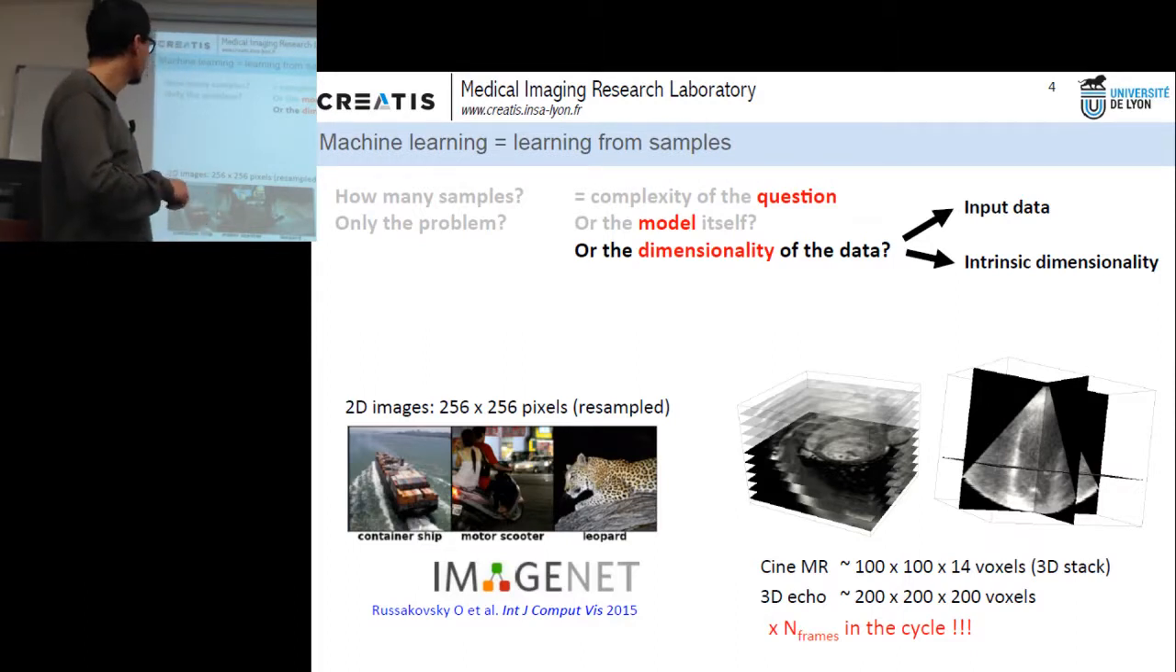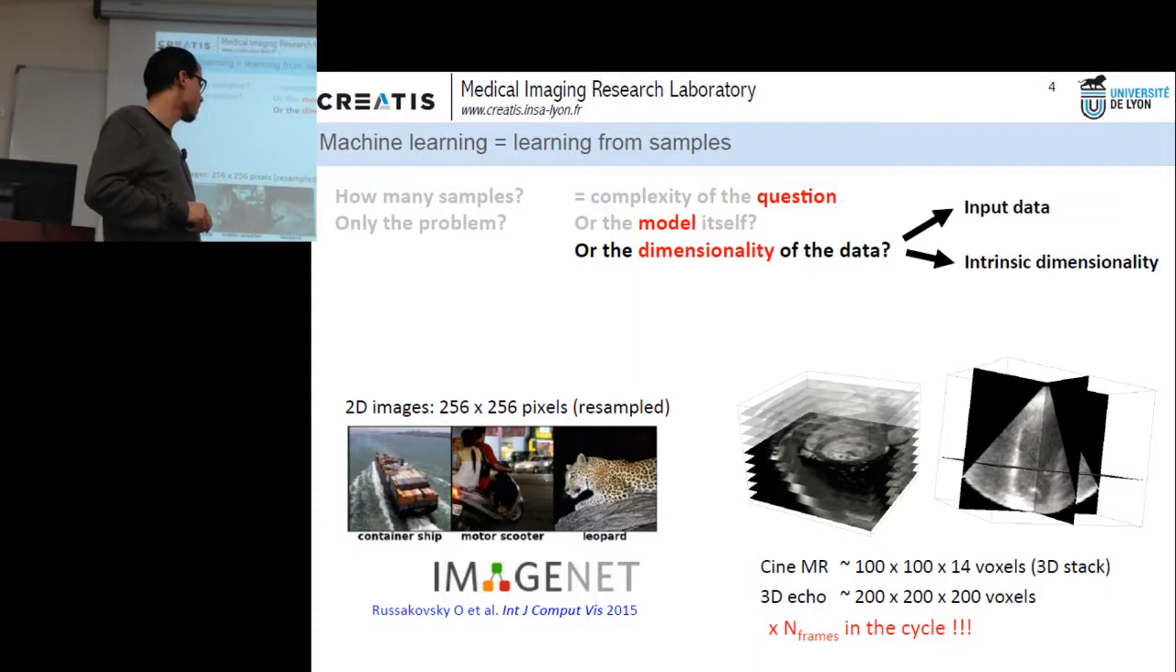Obviously, dealing with images is much more complex. So 2D images have this amount of pixels, and cardiac images for CMR have this amount of voxels, 3D echo even more. And we tend to forget that these are temporal sequences. It's not only end diastole and systole, there are dynamics that are, I think, understudied for the moment. So the dimensionality of the input data is very complex, and the intrinsic dimensionality is also really, really complex.